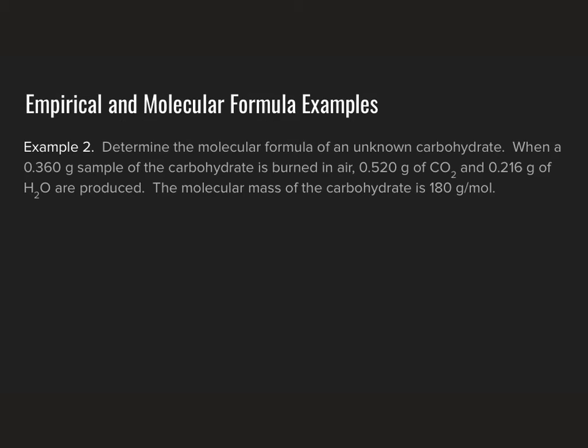So what we're going to ask you to do here is to determine the molecular formula of an unknown carbohydrate. Carbohydrates are compounds which contain the elements carbon, hydrogen, and oxygen. As given information, we're taking a 0.360 gram sample of this carbohydrate and burning it in atmospheric air, producing 0.520 grams of carbon dioxide and 0.216 grams of water vapor as a result. And we'll give you the molecular mass of this carbohydrate: 180 grams per mole.